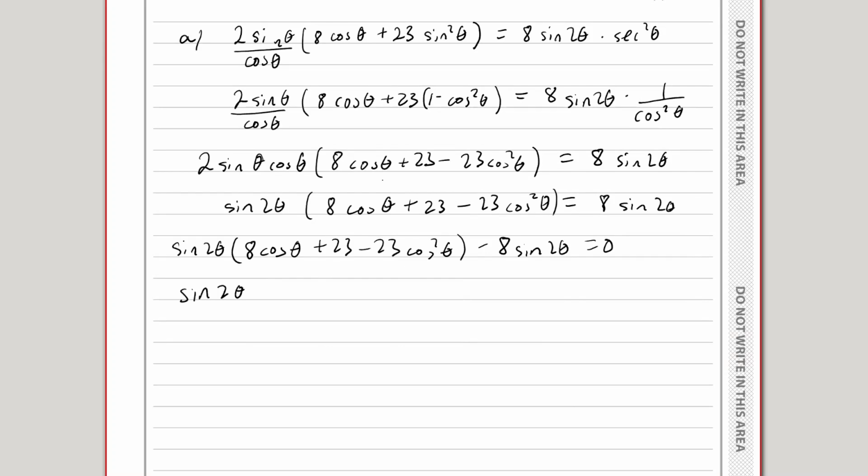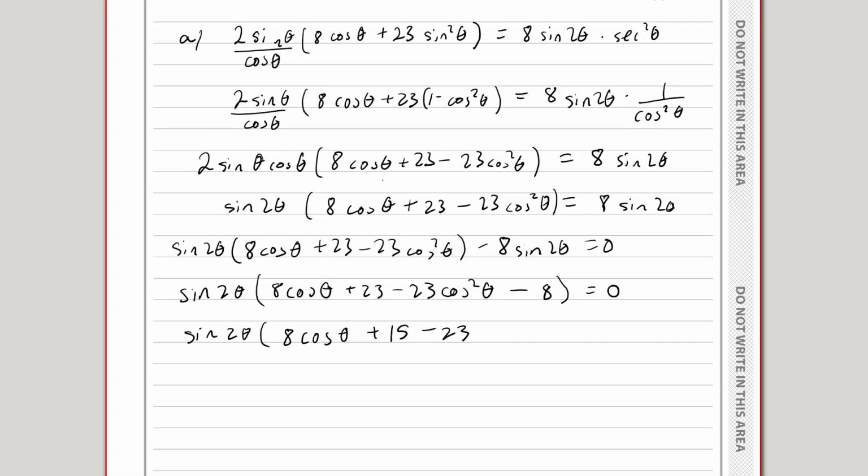So sine 2 theta times 8 cos theta plus 23 minus 23 cos squared theta minus 8 equals 0. So I think we've got what we want now. So sine 2 theta times, I'm going to keep the positive at the front, so 8 cos theta plus 15 minus 23 cos squared theta equals 0.